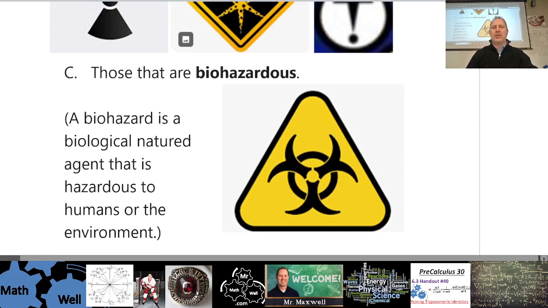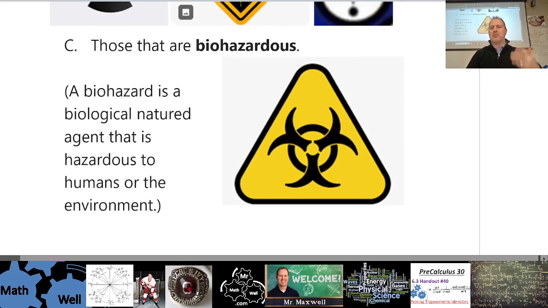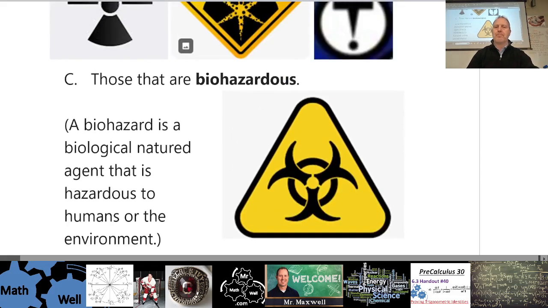A biohazard is a biological natured agent that is hazardous to humans or the environment. So it has some biological nature to it. It's part of, or it is a living organism. It's hazardous because it's bio in nature. Okay. So those are the three subcategories, and again, that's all laid out on page 245 of your textbook as well.